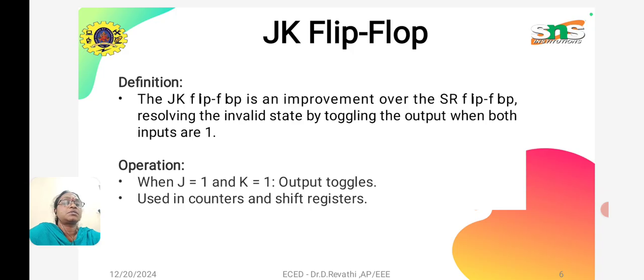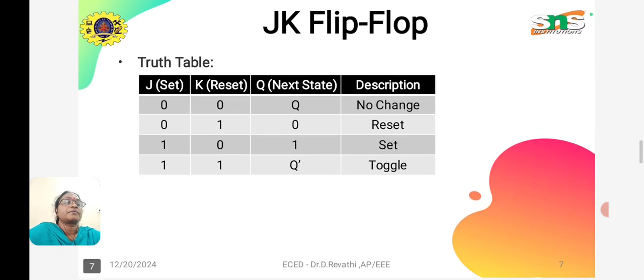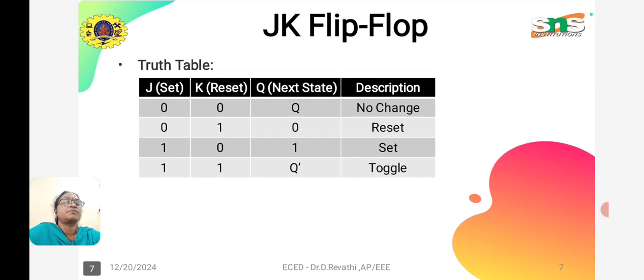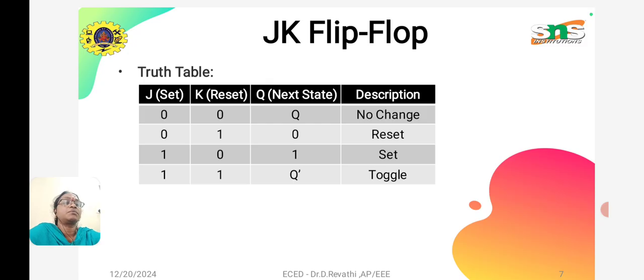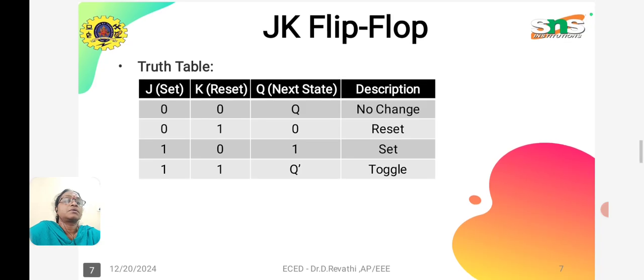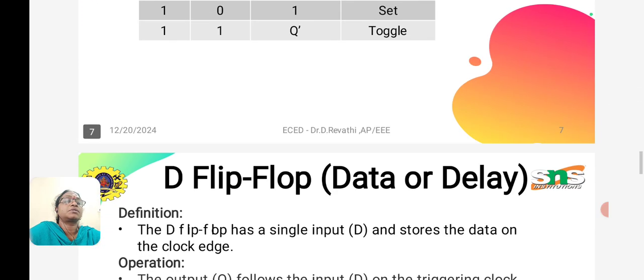In this state, the output toggles, and it is used in counters and shift registers. So in the JK flip-flop, we can say it is the toggle mode, that is Q or Q bar, and we can say it is the toggle mode.